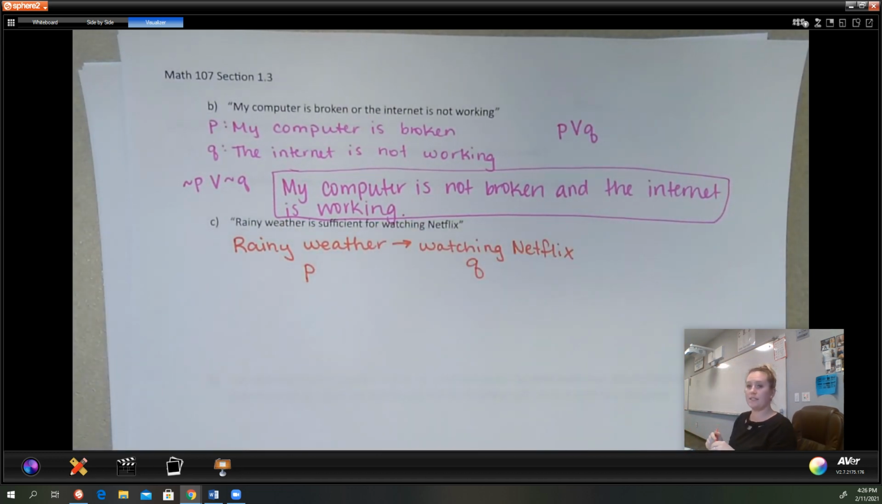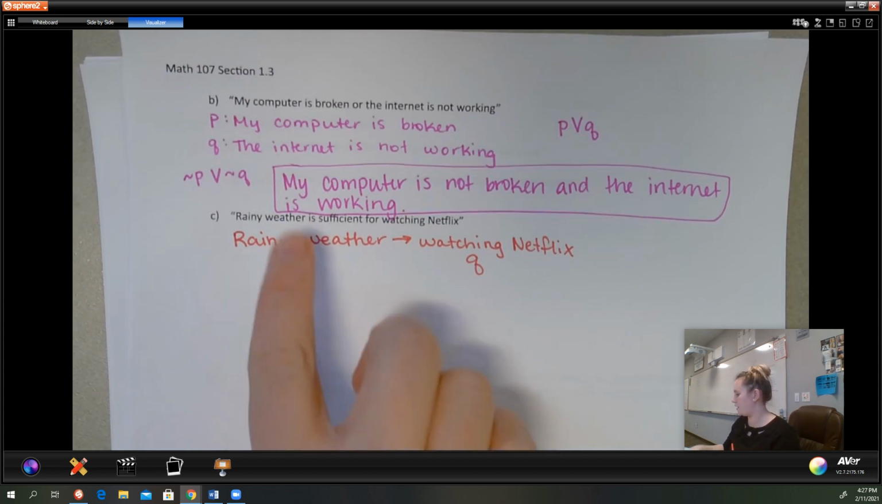Remember, sufficient is the premise. If it said watching Netflix is necessary for rainy weather, that would also be an equivalent statement. Necessary implies that that's the conclusion. Sufficient implies that that's the premise. So that's why this is the leader here.